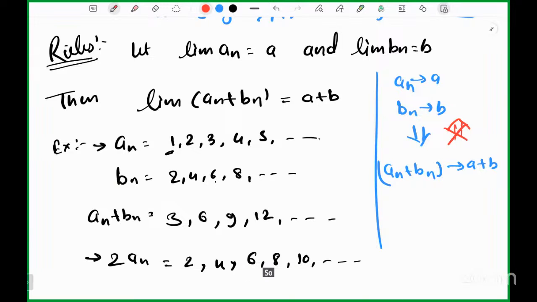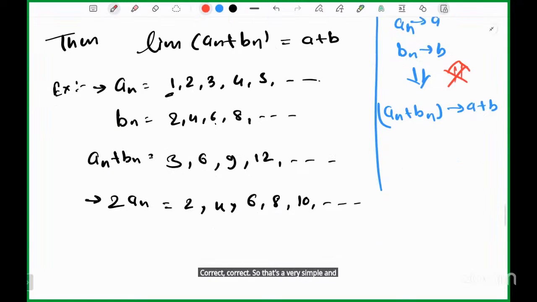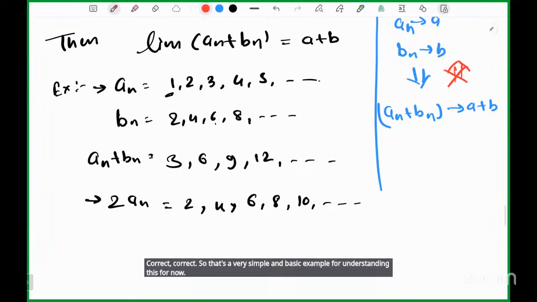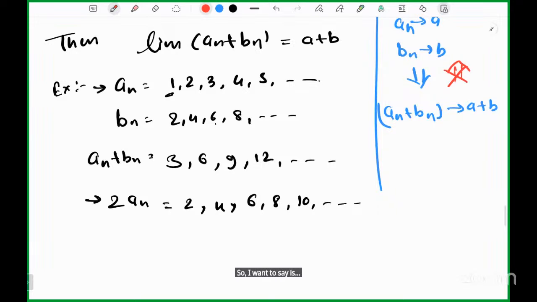So can you guys tell an example for this converse, why this is not true? Think of two sequences whose addition is converging, that is, the addition possesses some limit, but the individual sequences do not have any limit. Maybe 1, minus 1, 1, minus 1. Correct. So that's a very simple and basic example for understanding this. Yeah, so minus 1 to the power n, and say minus 1 to the power n plus 1.